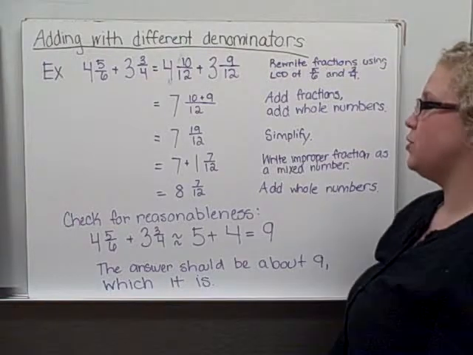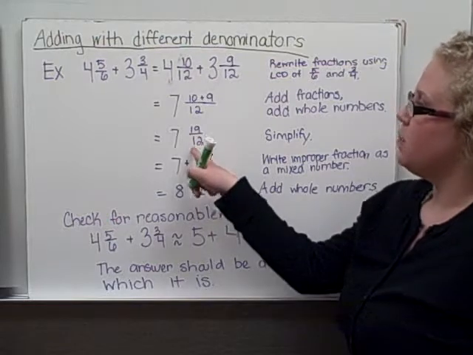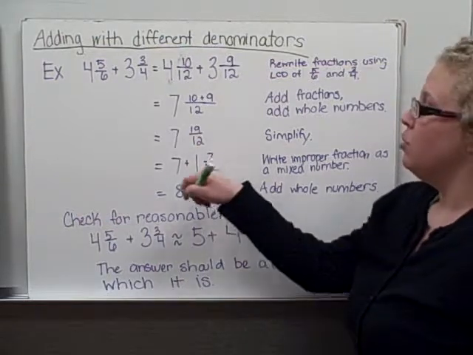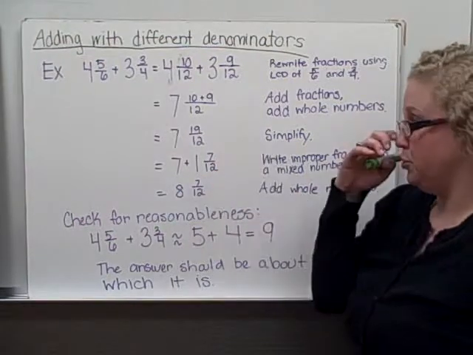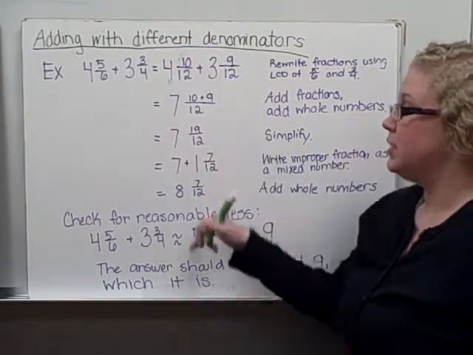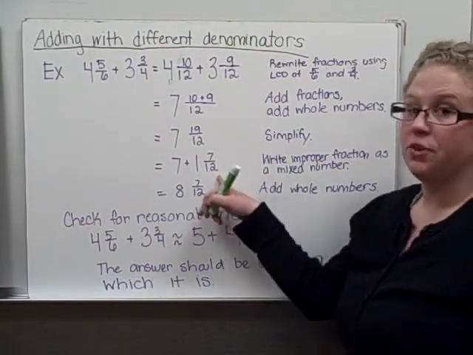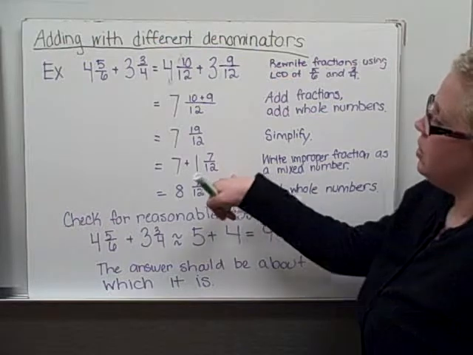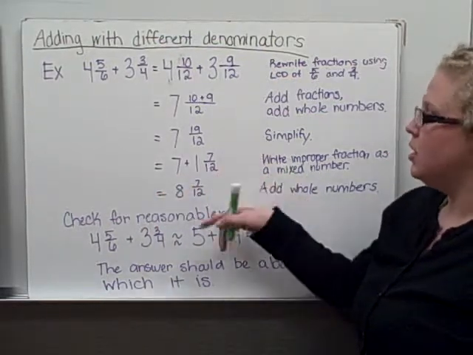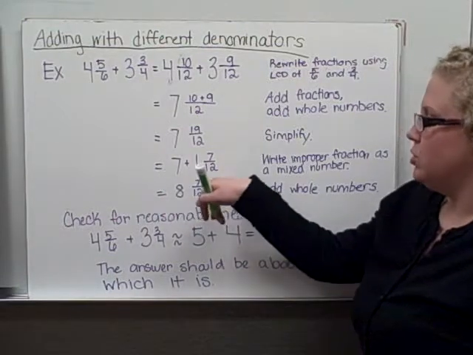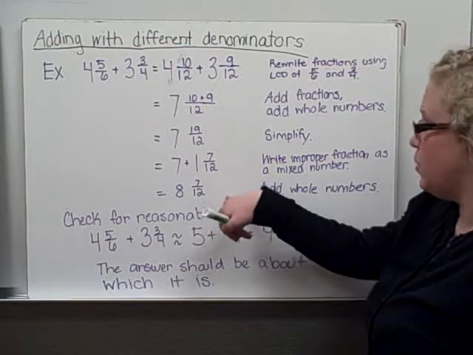The way to change it to a mixed number is to divide the denominator into the numerator. However many times you can do that is your whole number, and the leftover number is your numerator. So 12 goes into 19 once with a remainder of 7. So we put 7 over our denominator, and now that we have a whole number and a mixed number, we can add those, and 7 plus 1 and 7/12 is the same as 8 and 7/12.